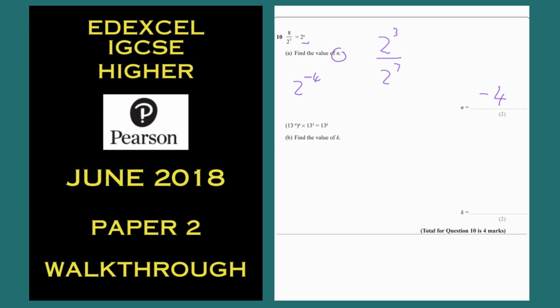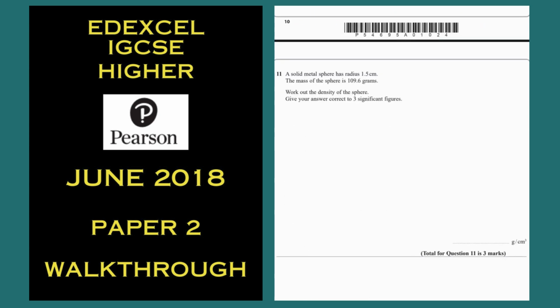-4. Do take care. Part B, it's still laws of indices, but don't forget BIDMAS always exists. Do the brackets first. So we've got power to a power. So you multiply the powers, we get -24. And we're multiplying by 13 to the power of 5. And multiply means add the powers. So it's 13 to the power of -19. Onwards.